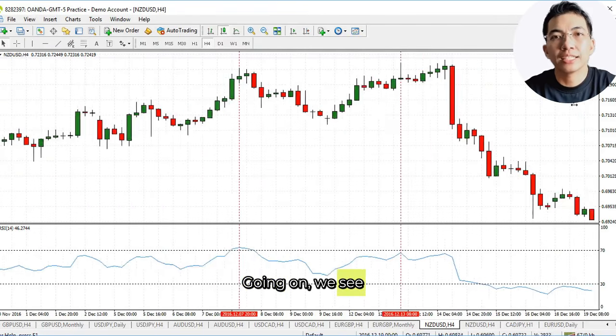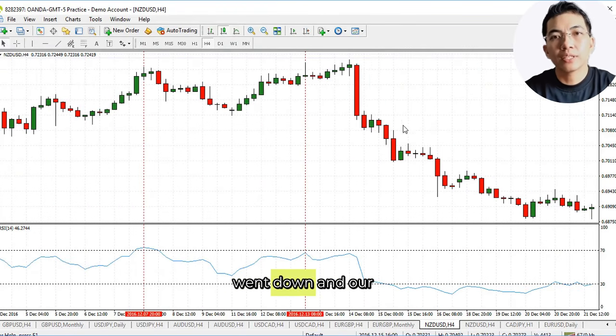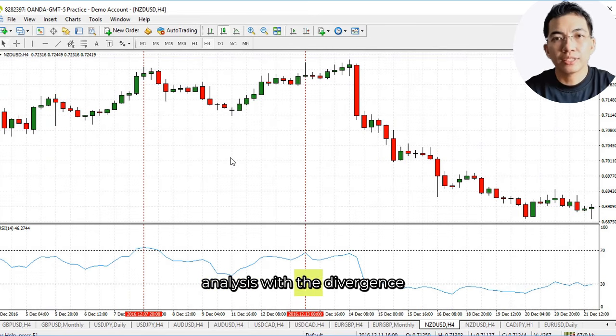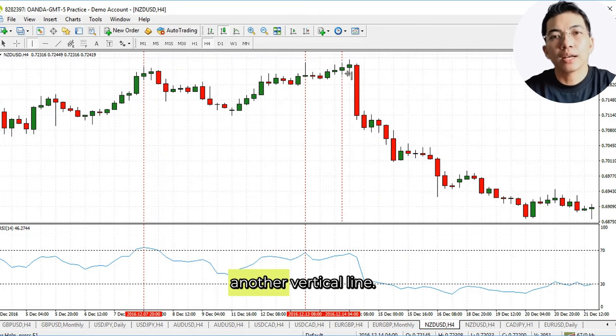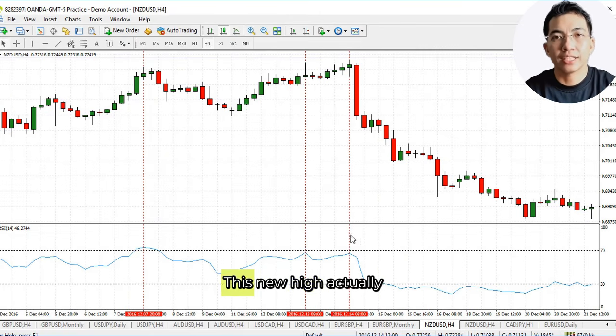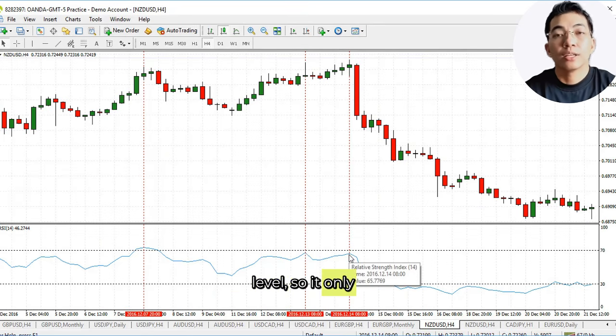Going on, we see that actually the price went down and our analysis with the divergence was correct. Maybe we had a new high here. I'm going to draw another vertical line. This new high actually forms another divergence because the RSI line is lower than the previous level, so it only confirms our view of the market.